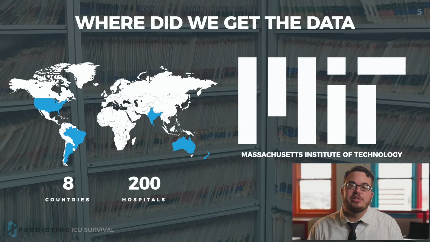In addition to this patient data, we're also provided with predictions for each patient on their chances of survival. This prediction is made with the Apache 2 model, which has been used in hospitals since 1992. What's great about having these predictions is that we can test our own predictions against them, which will let us know if our models are performing above the model that is being used in hospitals today.